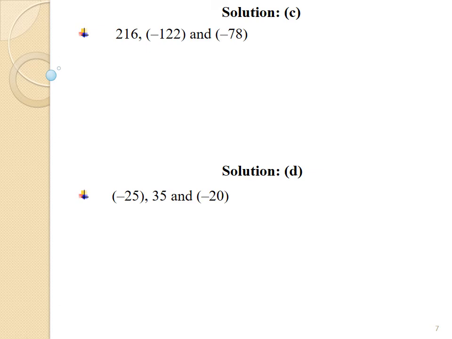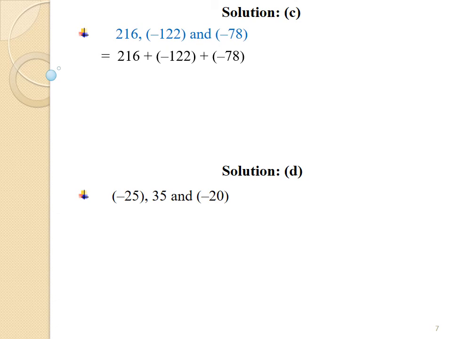Now, sum C: 216, -122 and -78 equals 216 plus -122 plus -78. Students, we know that when there are more than two integers, we can regroup the integers and make a pair of integers. So, let's regroup the integers and solve sum C.